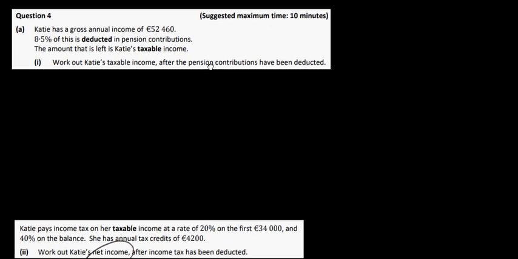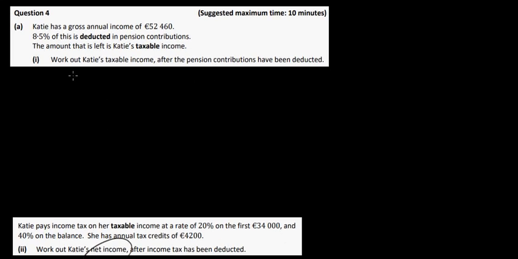Okay, so let's have a look at the next question then, which is question 4a. So Katie has a gross annual income of 52,460 euros. 8.5% of this is deducted in pension contributions. The amount that is left is Katie's taxable income. Work out her taxable income after the pension contributions have been deducted.